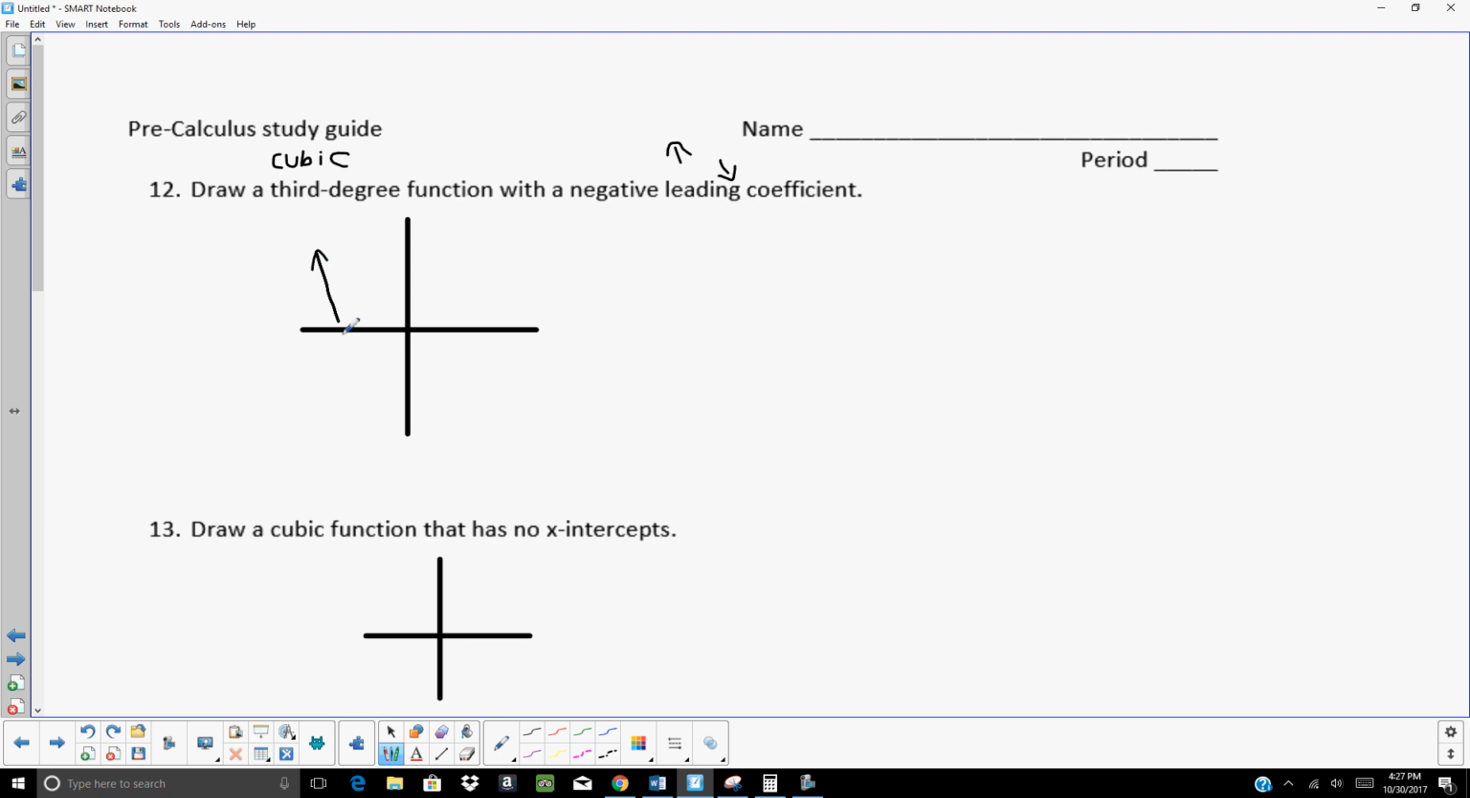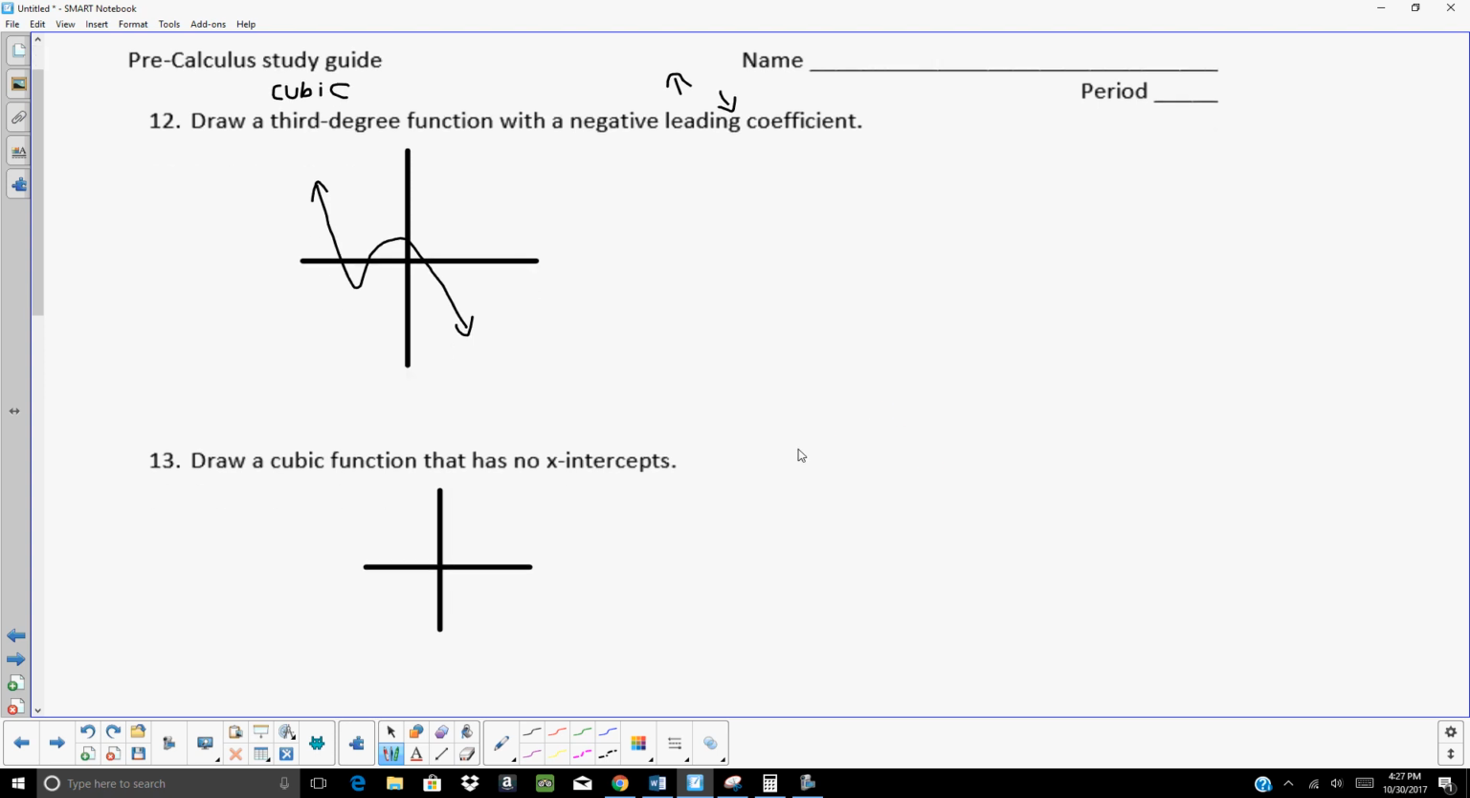So, crosses once, twice, 3 times, ends down. All right, number 13. We want to draw a cubic that has no x-intercepts. This is a trick question because it's either going to be up, down, or down, up. So they're going to be going in opposite directions.